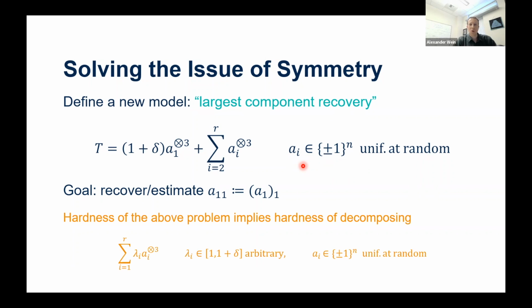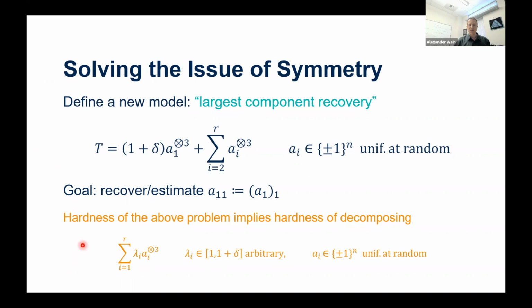Okay, so hopefully this new problem feels natural and important. But let me emphasize how exactly this new problem is related to the original task of decomposing. We're going to try to prove some hardness result for this new problem. What does that tell us about the decomposition problem? If this problem is hard for all polytime algorithms, say, then this also implies hardness of a related decomposition problem written here at the bottom.